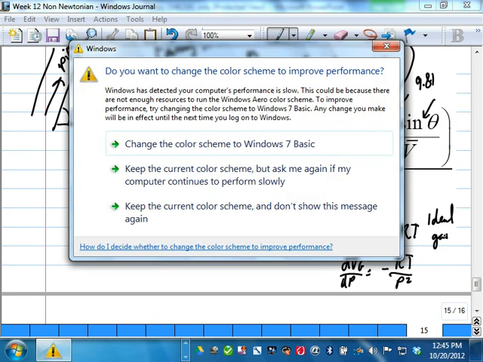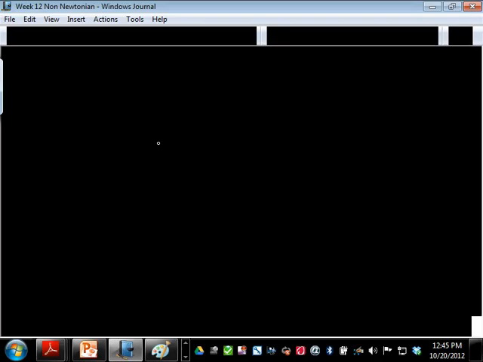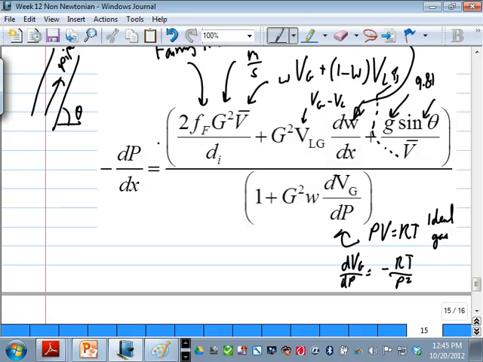VLG will change. Sin theta is fine. Actually, the problem one, it would be here. As you go down the pipe, the pressure will change, and therefore this term will change. This term looks like it changes, isn't it? Because the pressure change, this one will. So this causes a problem. The integration doesn't work out that easily.